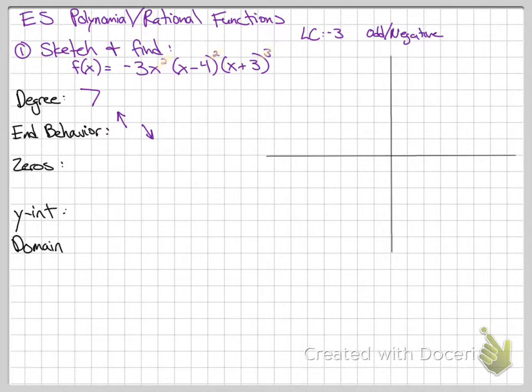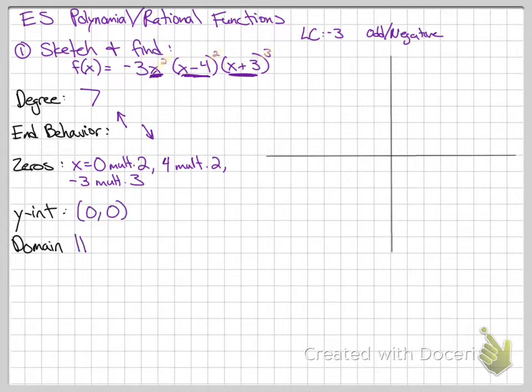Zeros, I go through every x and I do the zero product property. So x equals 0, that one has a multiplicity of 2. x equals 4, that has a multiplicity of 2. Multiplicity just comes from the exponent. Zero product property gives me -3 with a multiplicity of 3. Y-intercept, we got lucky. This one's going to cross through (0, 0), and the domain is always all real numbers. So let's sketch this. Pause it and try sketching it on your own if you'd like before I sketch it.